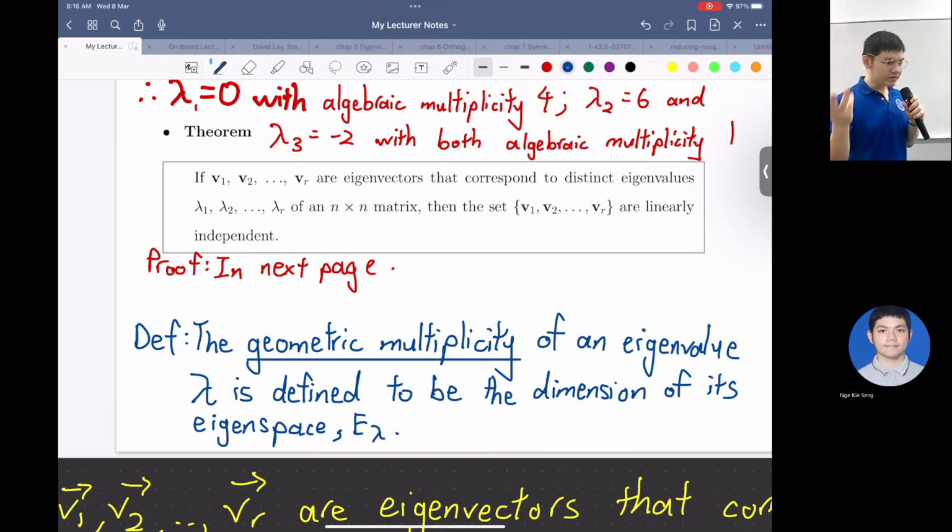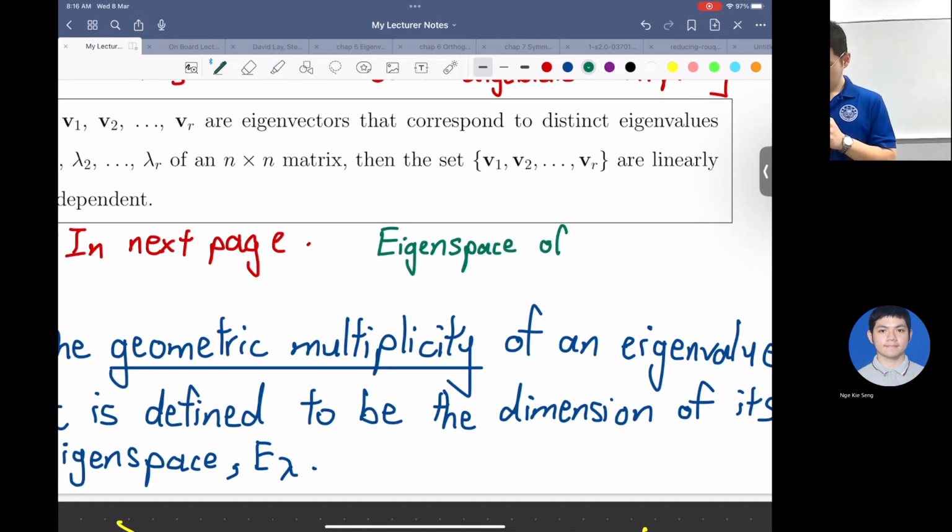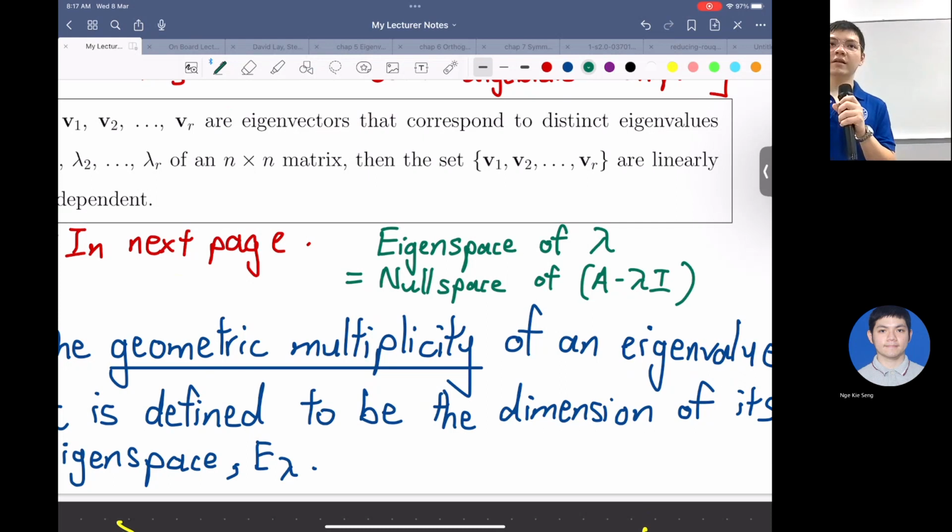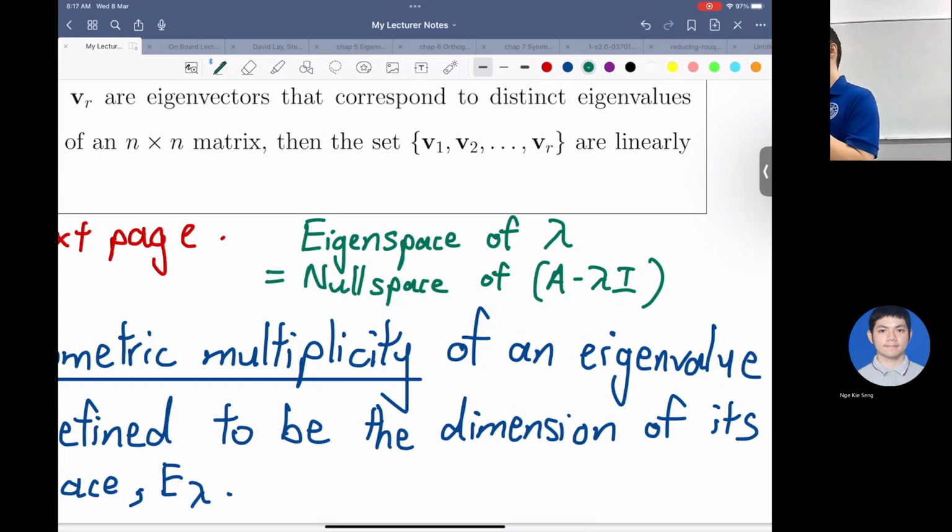I think some of you still cannot convert between the eigenspace and the null space of A minus lambda I. These two are equivalent. The eigenspace is the space where you have AX equal to lambda X. But solving AX equal to lambda X is the same as solving A minus lambda I times X equal to 0, so it becomes the null space of A minus lambda I. One thing you need to remember is that the eigenspace of lambda is equal to the null space of A minus lambda I. You always have to remember this. The null space of A minus lambda I is how we find the eigenvectors using row reduction.